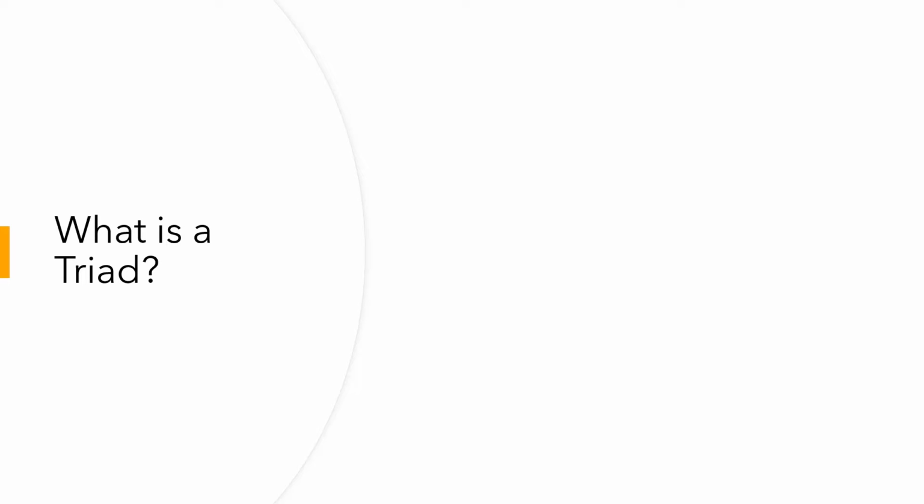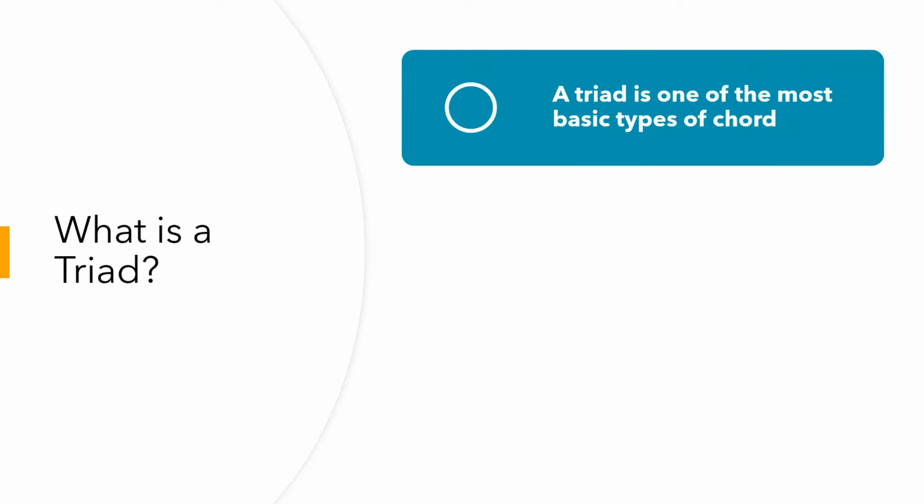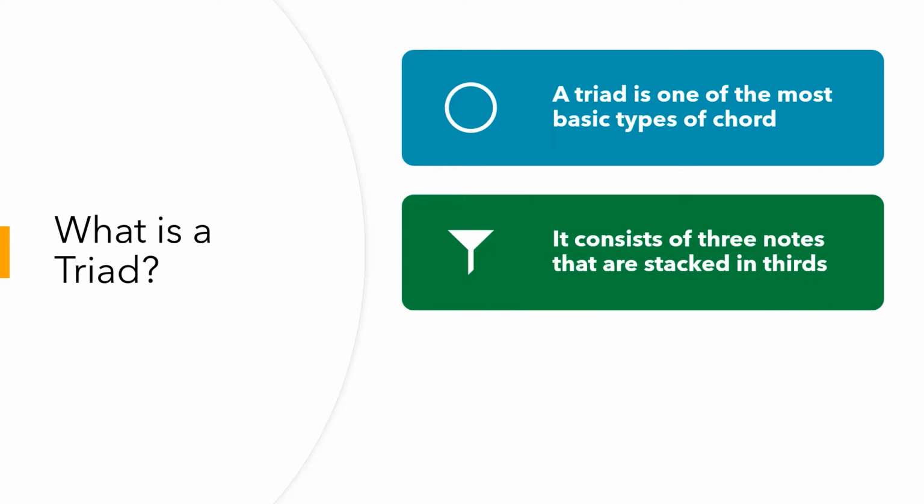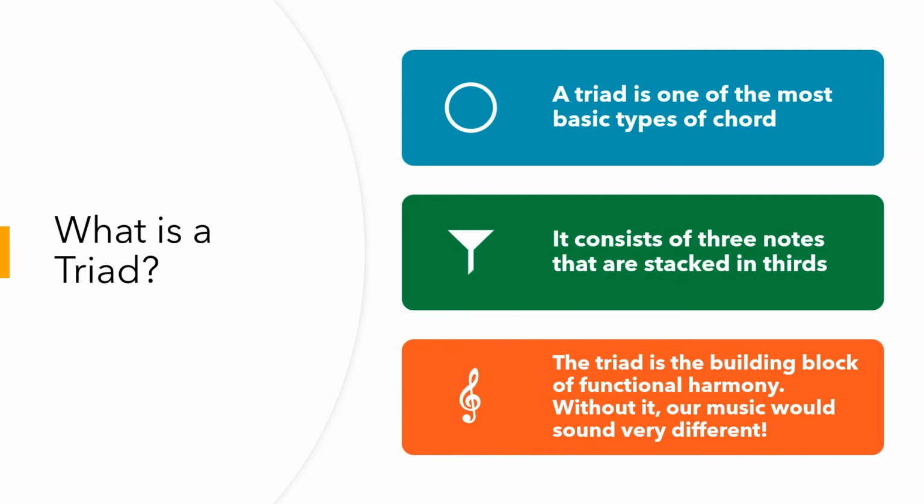What is a triad? Remember I told you all triads and chords are pretty similar. Let me explain why. So one, a triad is one of the most basic types of chords. It is within the family of chords, but it's one of the most basic types. Then we have, it consists of three notes that are stacked on top of each other in thirds. So they are making a sandwich. And the last thing is, chords are built in blocks and function as harmony. So it's building intervals harmonically.